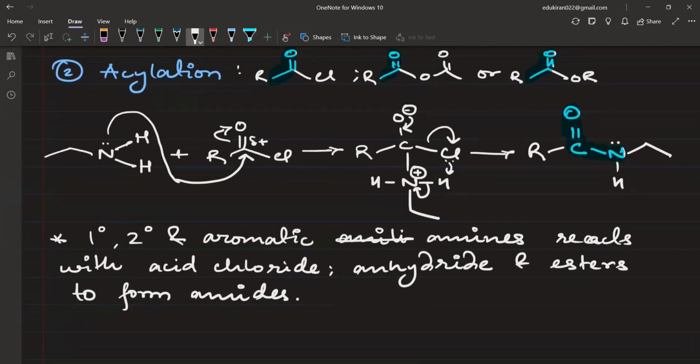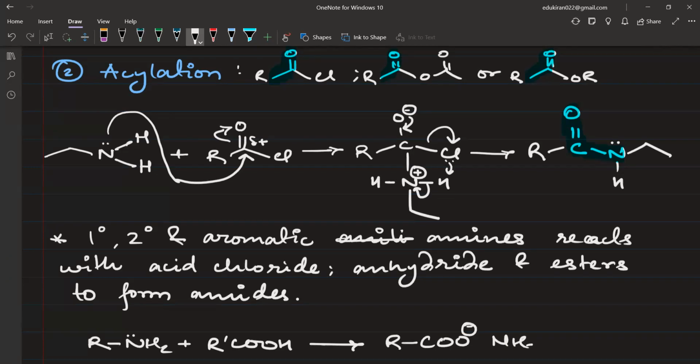Okay, write one more reaction here. You have got all the RC double bond O reactions except the reaction with RC double bond OH. If you have RNH2 plus R dash COOH, a carboxylic acid, this will act as a base and you will get a salt. You will get RCOO negative, NH3R positive, with a positive charge on the nitrogen atom like this. So a salt is formed here.